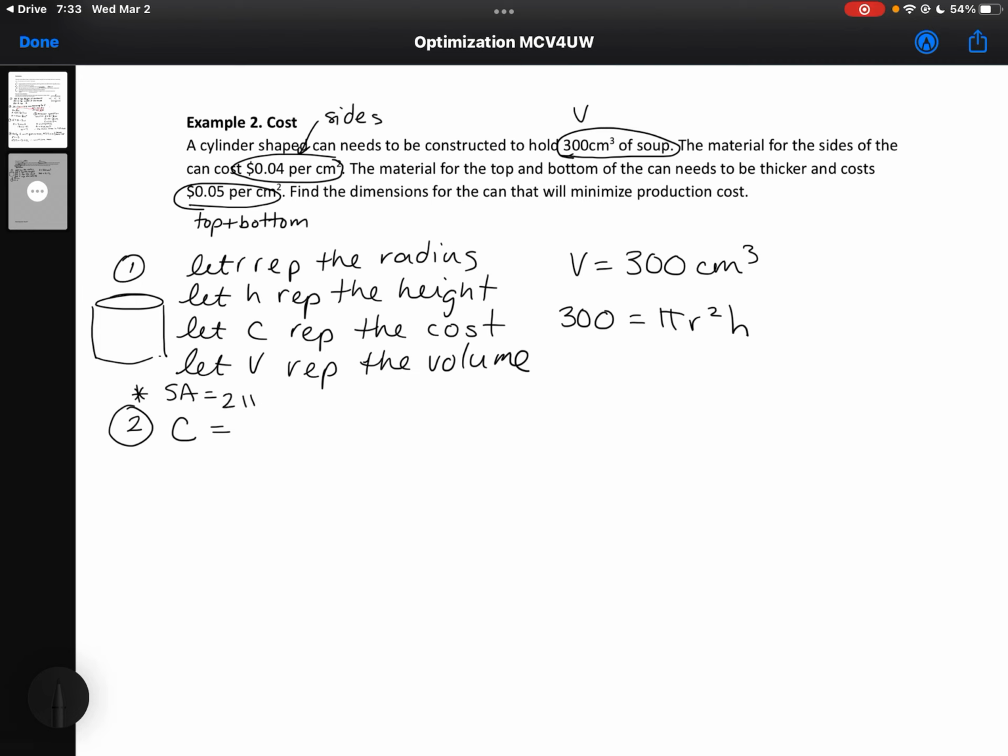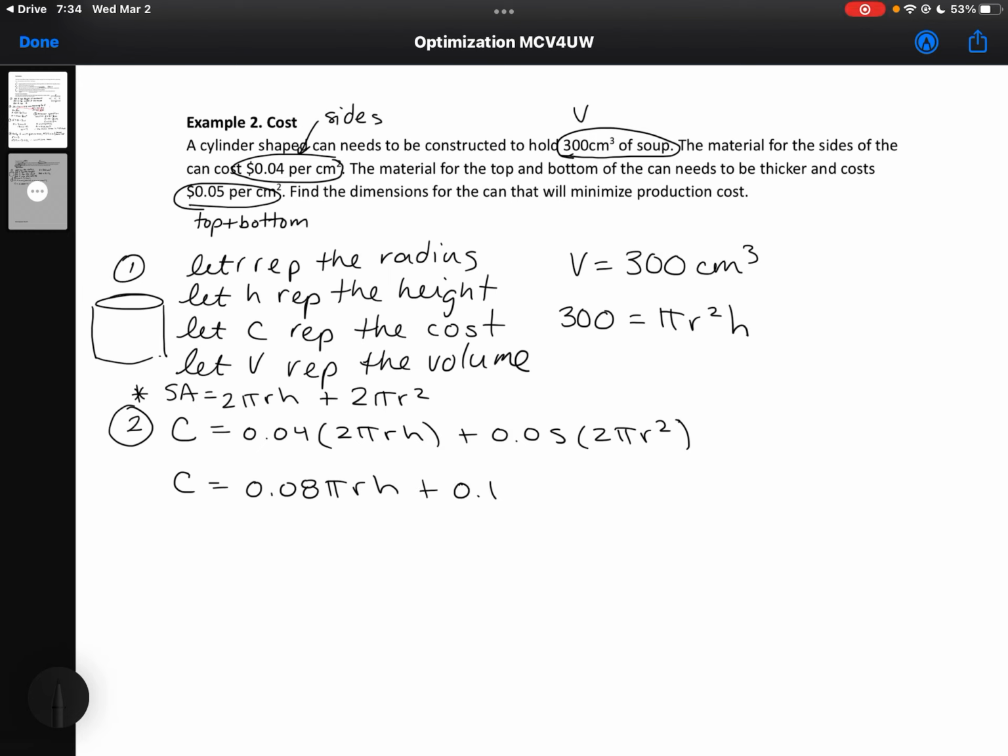which is the area of the sides, 2 pi r h, plus the area of the top and bottom, those two circles. My cost is going to be 0.04 times the area of the sides plus the cost times the top and the bottom. Now what I can do here is expand a little bit. So I would get 0.08 pi r h. I'm just leaving the pi alone because it is just a number. Then I get 0.1 pi r squared.